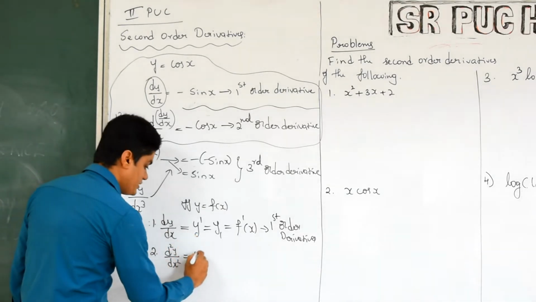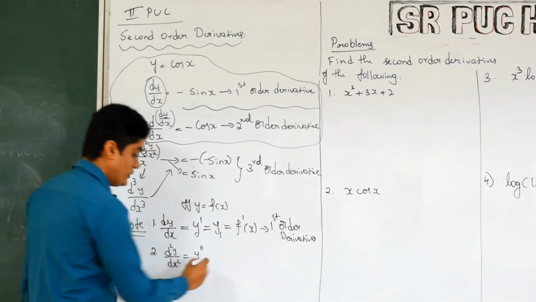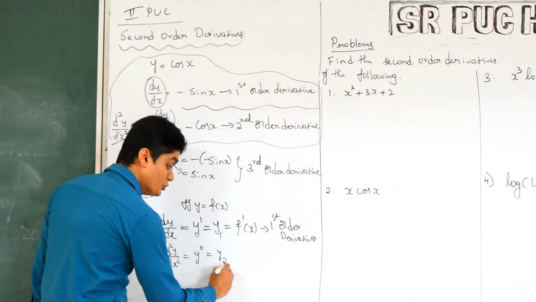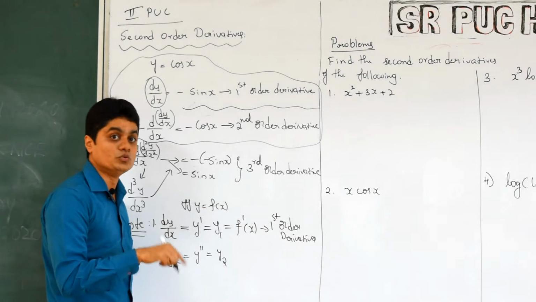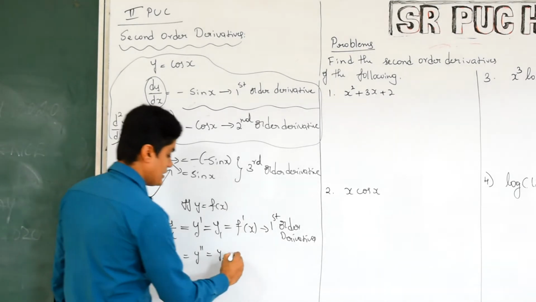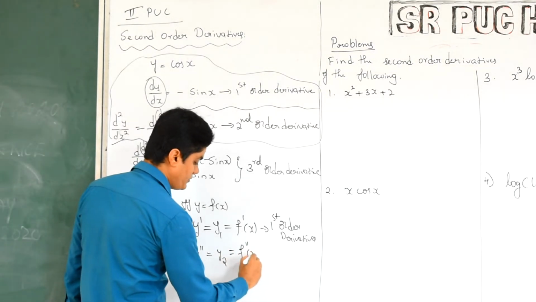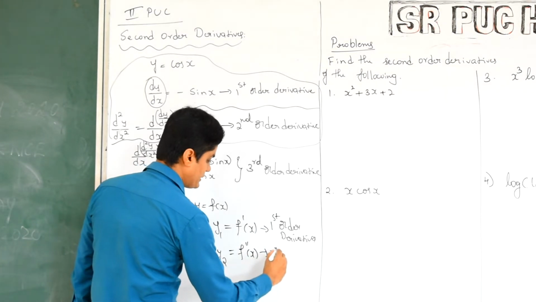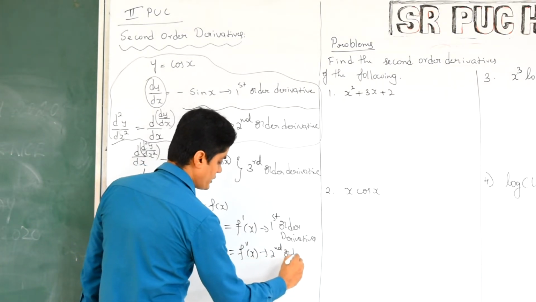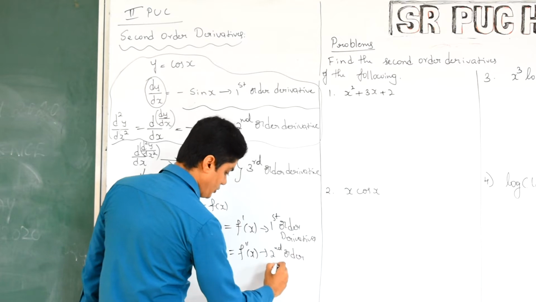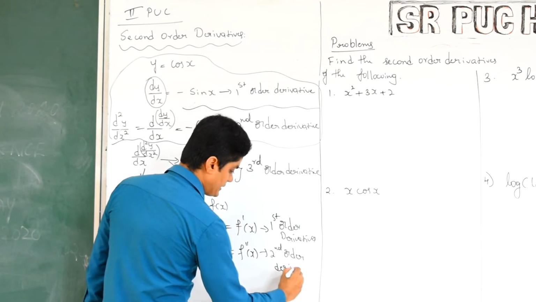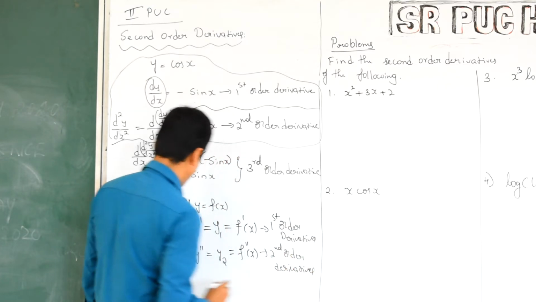The continuation of y dash is y double dash, the continuation of y1 is y2. y2 represents second order derivative. The continuation of f dash is f double dash of x. So this is the second order derivative notation. The notation can change in any problem, so don't get confused. It is not only d square y by dx square.